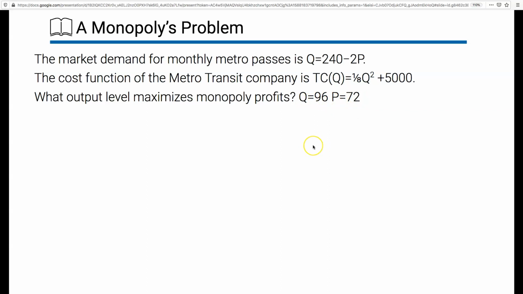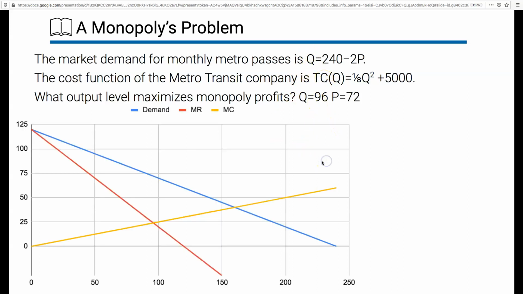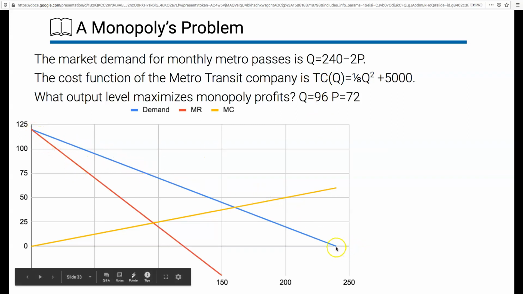The next thing we can do is, again, given our primitives, given the original information, we can illustrate the solution on the graph. So here's what I'm going to do here. The blue line on the graph is the demand function, 240 minus 2 times the price, or alternatively the inverse demand.